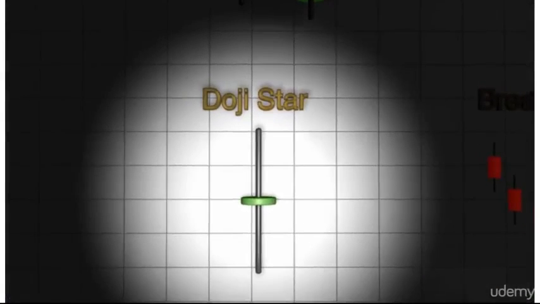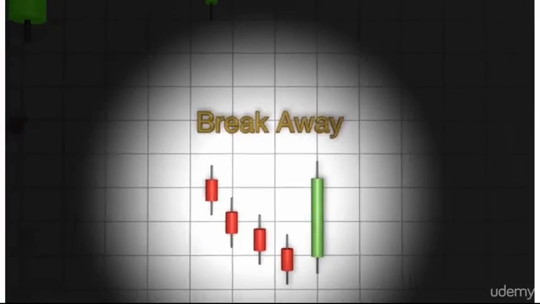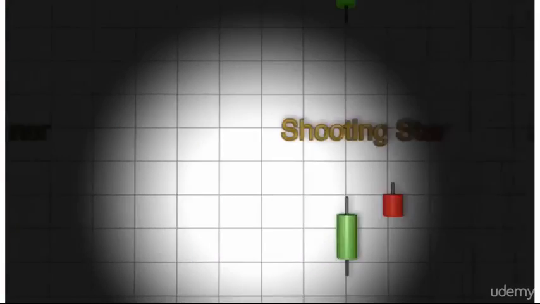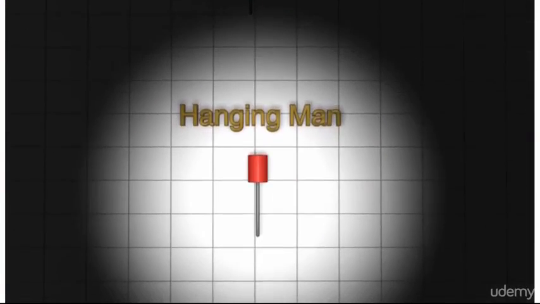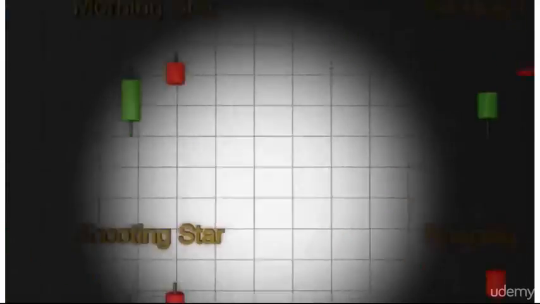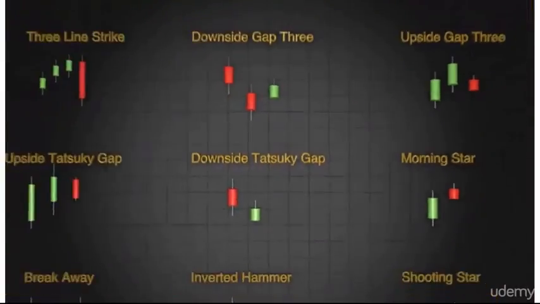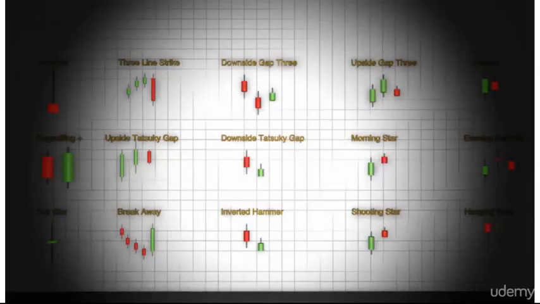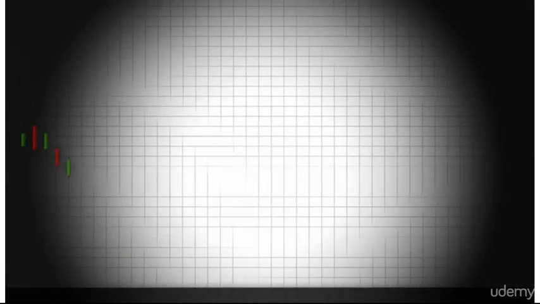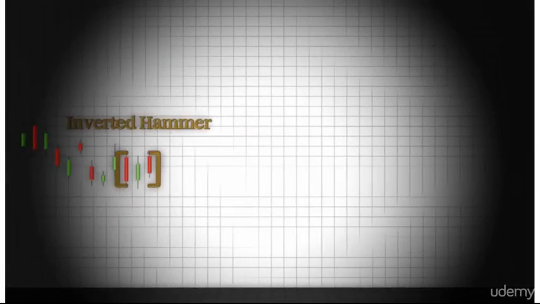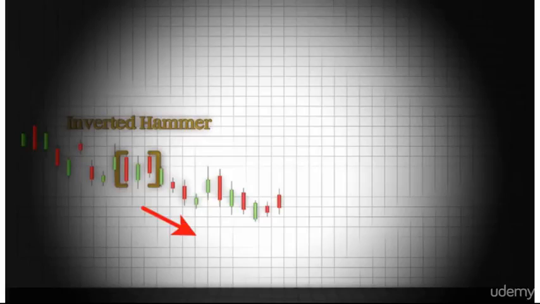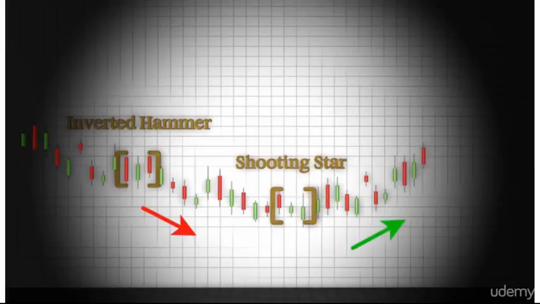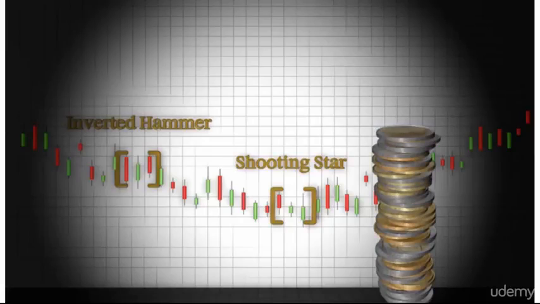Doji Star, Breakaway, Inverted Hammer, Shooting Star, Hanging Man, and more. These are some of the names of the candlestick patterns that you should learn. The candlestick patterns indicate the future movement of the market, so it's very important to learn how to identify them. The more you practice identifying the patterns, the easier it will be for you to invest wisely and significantly increase your profit potential.